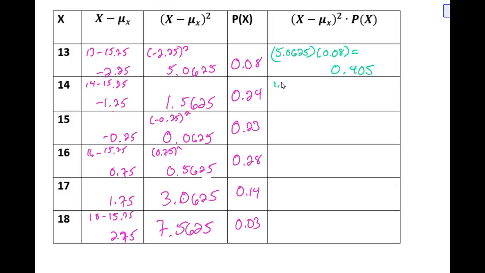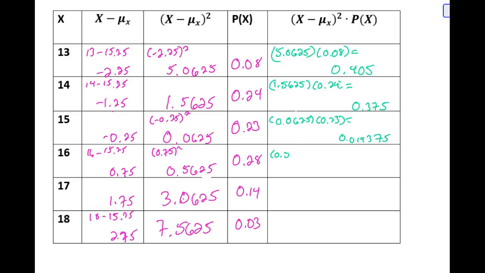I will take 1.5625 times 0.24, and I will get 0.375. I will take 0.0625 times 0.23, and I get 0.014375. Notice, I'm not rounding anything. I don't want to round anything until the very end.